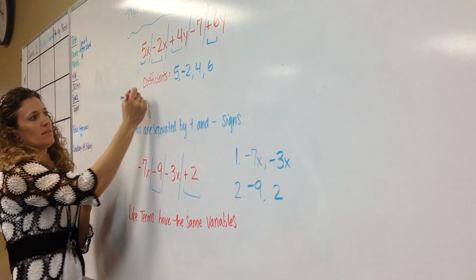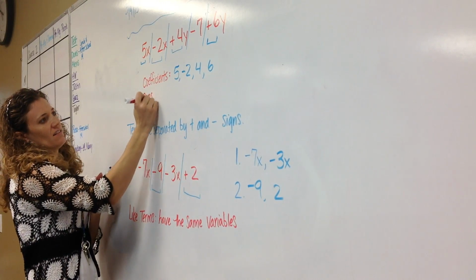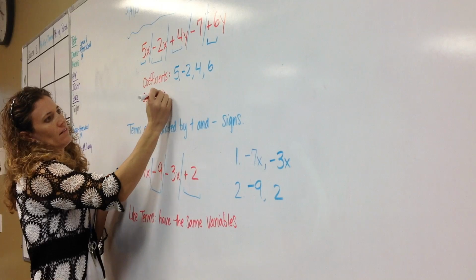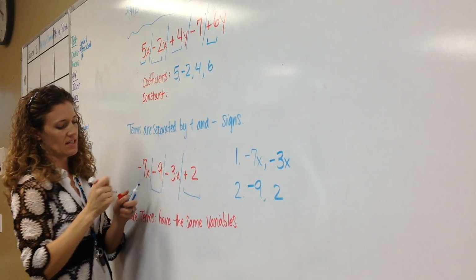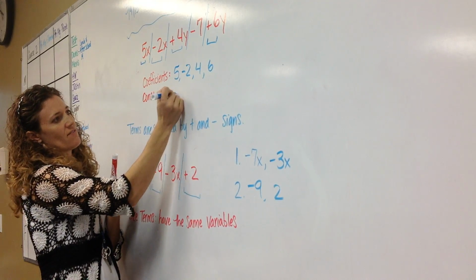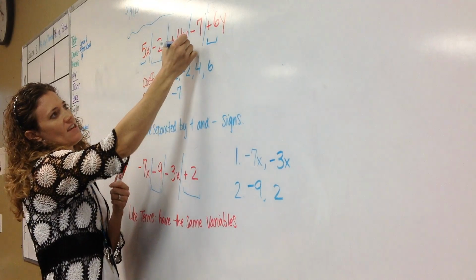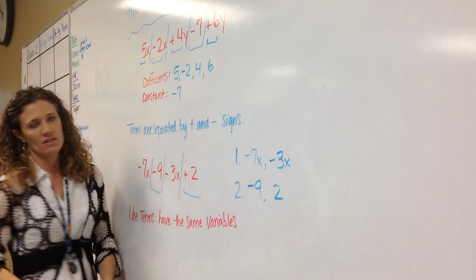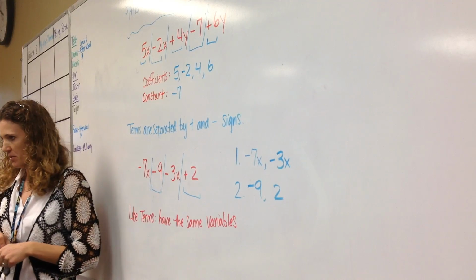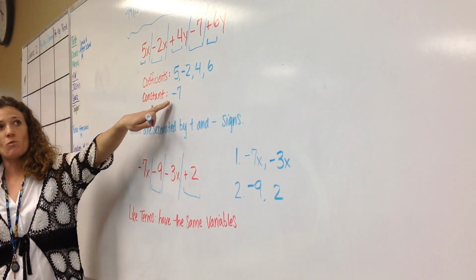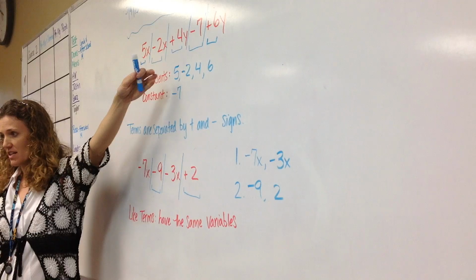Okay. Lexi, do I have a constant? Yes, negative 7. Okay, my constant is negative 7. A constant is that thing that does not have a variable. It's a number all by itself. Okay? Good. Does everybody see why it's negative? Yes. You have to take that negative sign with it.